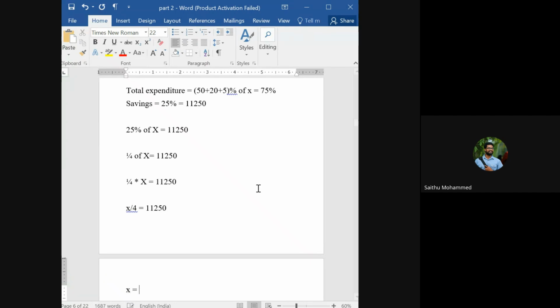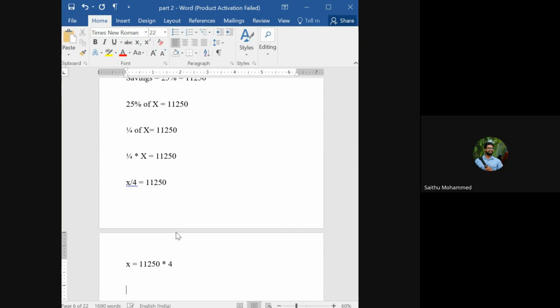X will be equal to, if it is division, when we are changing the side to the left hand side or right hand side, whatever it is, we will be multiplying it, right? 11,250 into 4. 11,250 into 4 is 45,000, right? So X equal to 45,000. If anyone got the answer, very good. So many people have got the answer 45,000.